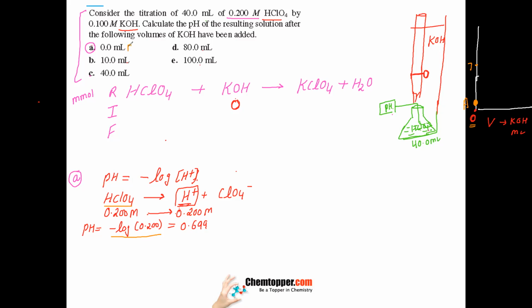So the pH for the first one is 0.699, which I marked here. Now let's do the B part. B. Now I'm adding volumes. So I will start working with millimoles. So can you work out the millimoles of your HClO4? Millimoles? Yes. Sarayu, what's the equation for millimoles? Molarity times volume in milliliter.